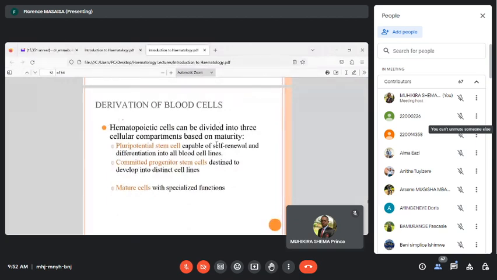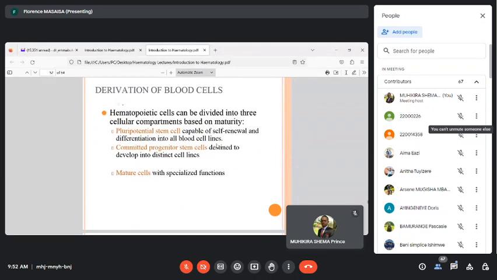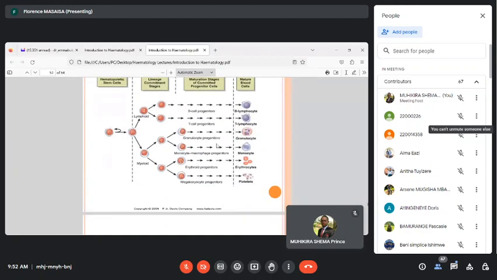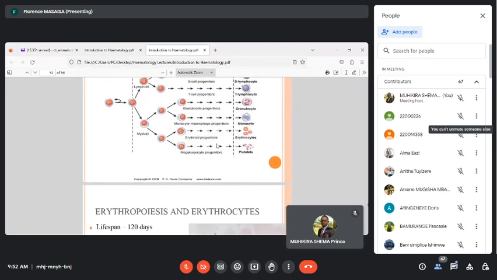So this one is just a repetition. Pluripotent cell, which is the stem cell, then we have committed progenitor cells, and then mature cells. This is again a repetition of the first one. We don't need to repeat it again.